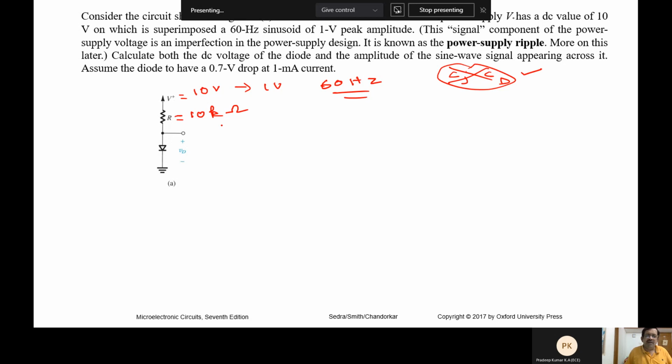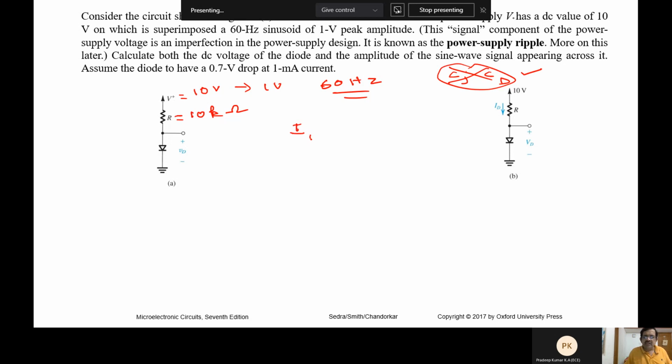First thing, as I told you, perform a DC analysis. To perform a DC analysis, I need to draw a DC circuit. So simply, I am getting that figure right over here. All I need to do is omit this sinusoidal component and just keep the DC component. And with this, we can easily calculate ID.